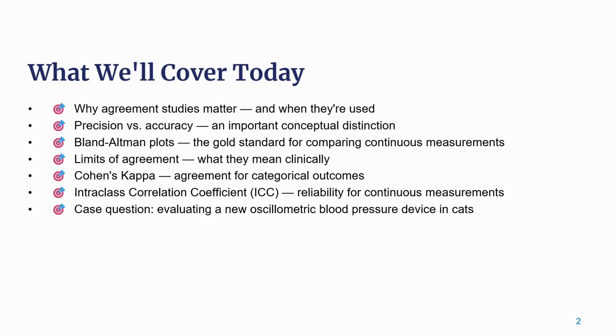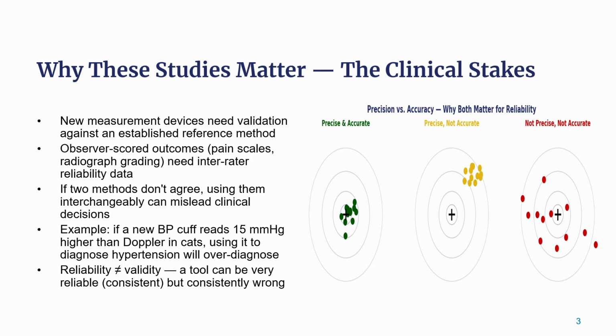Here's our roadmap. We'll work through the three main tools: Bland-Altman plots for comparing two continuous measurement methods, Cohen's Kappa for categorical agreement, and ICC for continuous reliability. The unifying theme is that correlation is not agreement, a point that trips up many readers. Two measurements can be highly correlated and still disagree systematically in a way that matters clinically. We'll see exactly why.